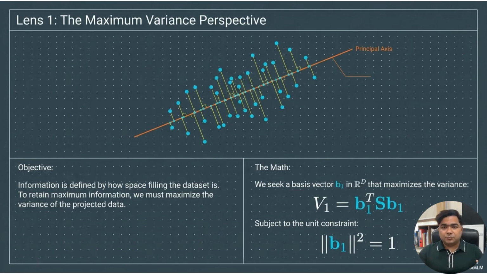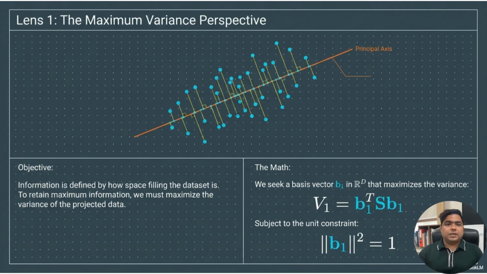The main idea is simple. Information in data is related to how widely the data is spread. If the data varies a lot in one direction, that direction contains important information. If the data changes very little in another direction, that direction may contain less useful information. In the diagram, we see a cloud of points. The points are stretched mainly along one diagonal direction. PCA tries to find this direction. This direction is called the first principal axis or the first principal component.